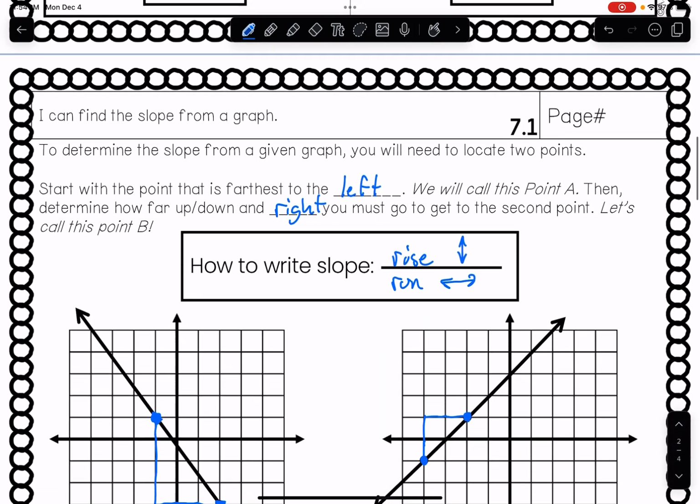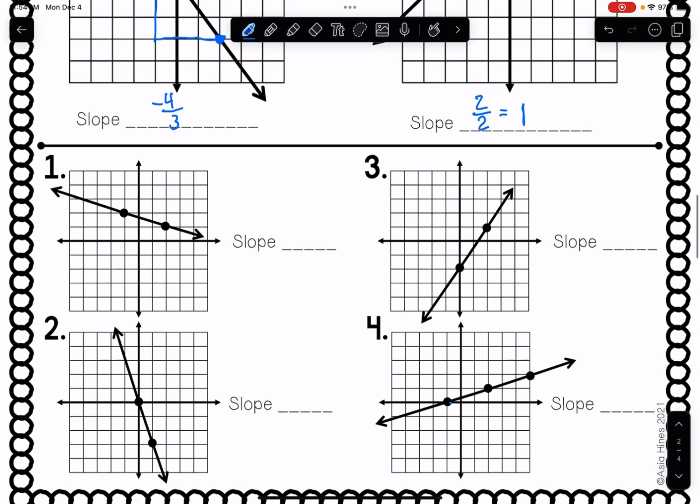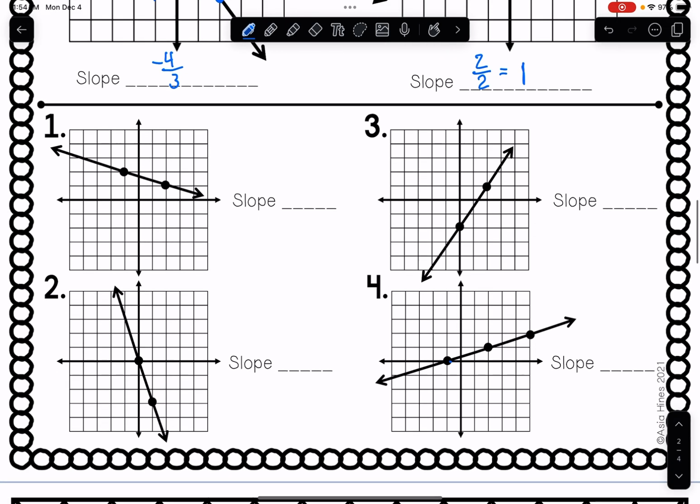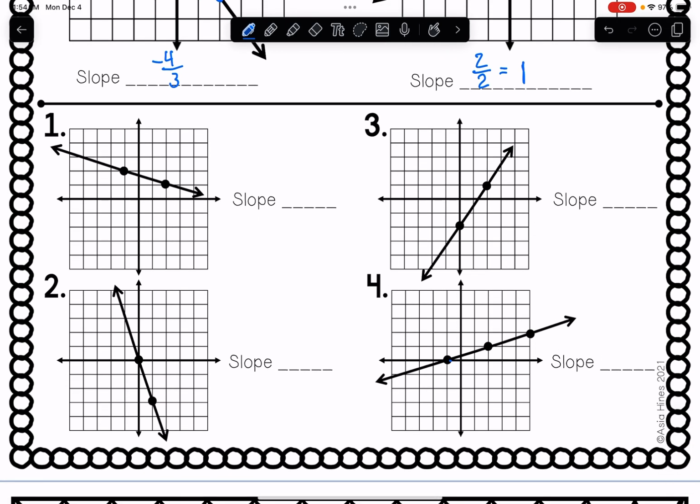All right, circling back to finding some slopes here. I just wanted to revisit that and show why zeros and undefines are what they are. So, just like before, start with your furthest left point here. Our rise will be a negative 1. And our run will be 1, 2, 3 for this one. So our slope is negative 1/3.